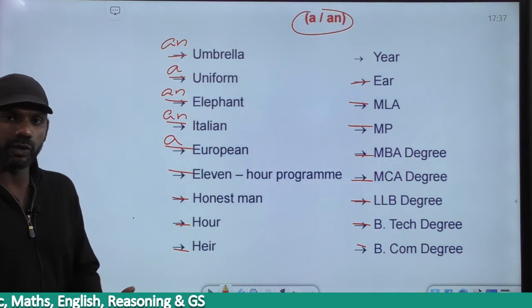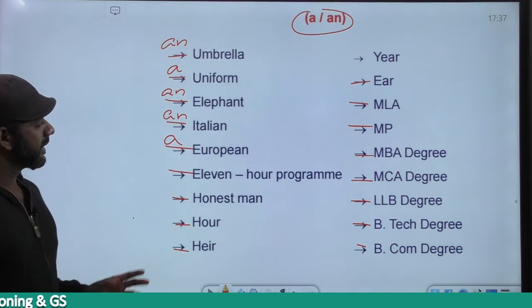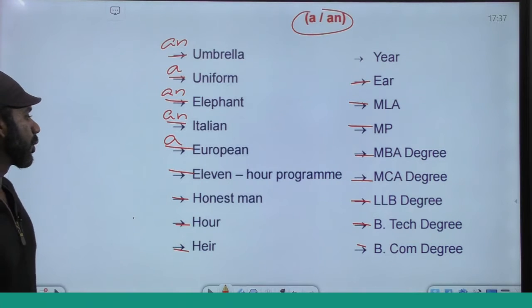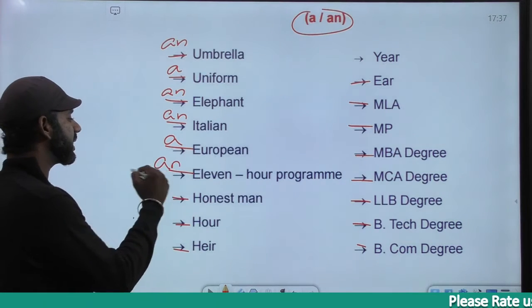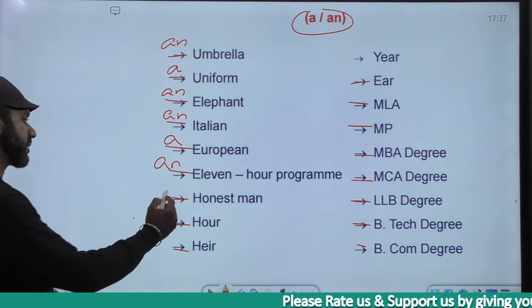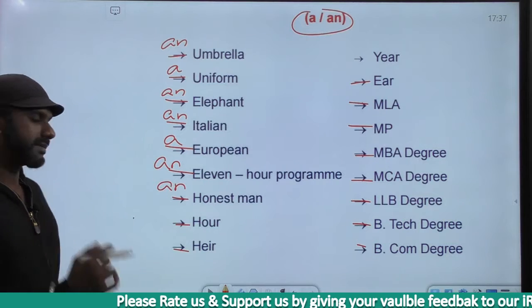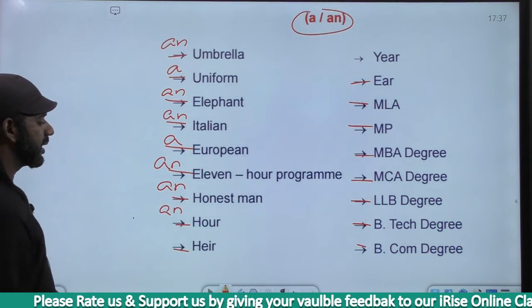Usually we say an European. It's an European is wrong. It must be a European. I'll tell you why. Dash 11-hour program, I say it must be an 11-hour program. Dash honest man, I say an honest man. Dash R, I say it must be an R.